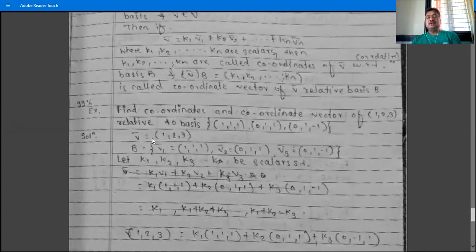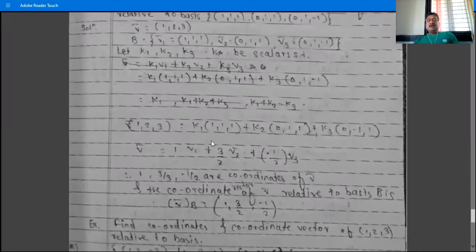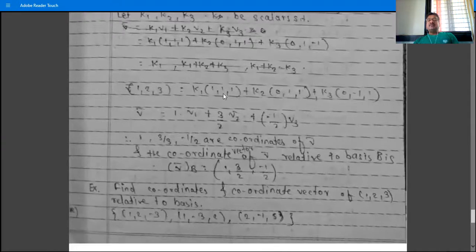So we denote this (1, 2, 3) as v bar, and these vectors as v1, v2, v3. Now we have to express this v bar as a linear combination of v1, v2, v3. So let k1, k2, k3 be scalars such that v bar is equal to k1 v1 plus k2 v2 plus k3 v3. This is the first sentence. Then substitute v bar as (1, 2, 3), then v1 bar, v2 bar and v3 bar, and then apply the definition of scalar multiplication and vector addition. That is, simplify the right side.